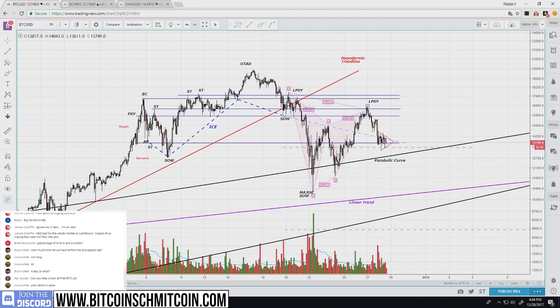Let's see some questions here. Head and shoulders bad for the whole market or just Bitcoin? A couple of us hoping cash will flow into alts. Okay. Percentage of time head and shoulders works. Enough that you should keep an eye on it. How much time do we have before the anticipated dip? I don't know. You don't think about it in terms of time. Think about it in terms of price objectives. Don't time the market. Have checkpoints that the market goes to, right? And those are going to be price checkpoints.